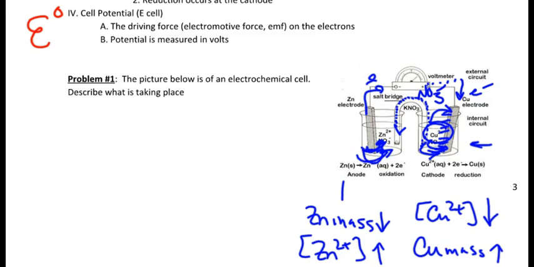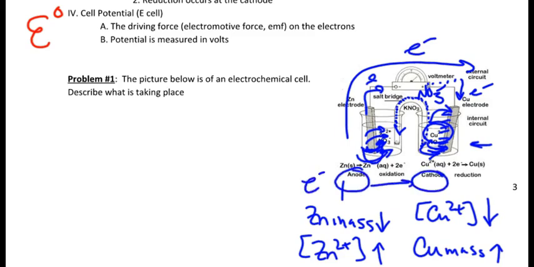Why is that needed? Because remember what's happening. You're making more and more zinc ions. You need more and more nitrates to balance that out. So that completes my circuit. So the electrons go this way. Electrons always go from the anode to the cathode. That's your path of electrons through the wire.